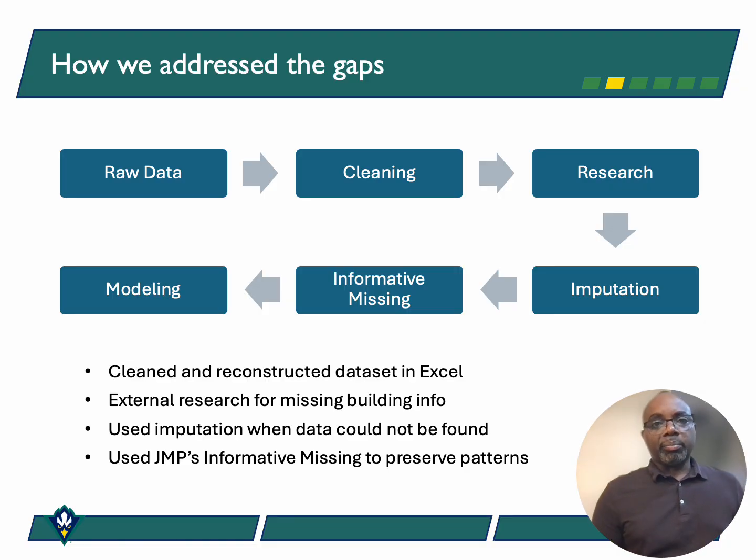To address these gaps, I cleaned and reconstructed the buildings dataset using Excel. I researched missing construction years and square footage using public records and online resources. But when information could not be found, we used imputation and JMP's informative missing feature. This allowed the models to recognize patterns even when data was incomplete, rather than discarding entire buildings.